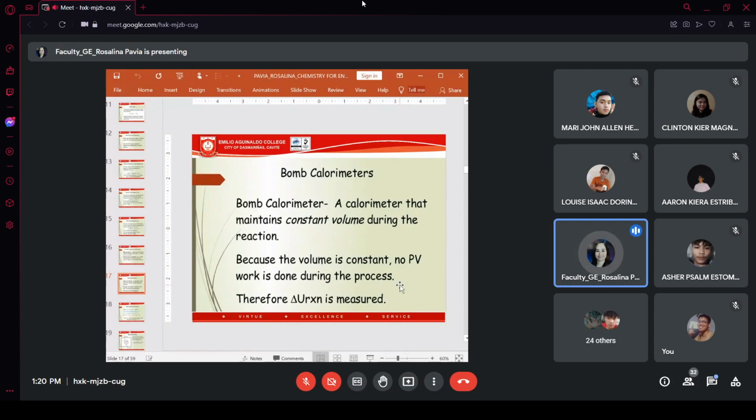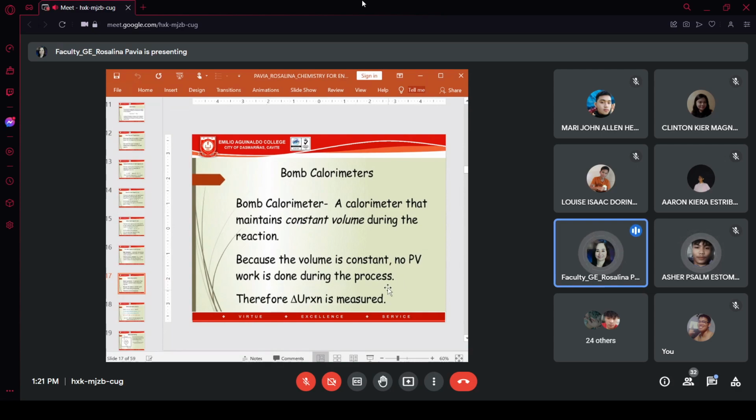Although tama yung sinabi mo, Mr. Estomo, kaya lang gusto ko sana mas specific yung sagot. Anyway, binigyan naman kita ng points. Thank you po, ma'am.